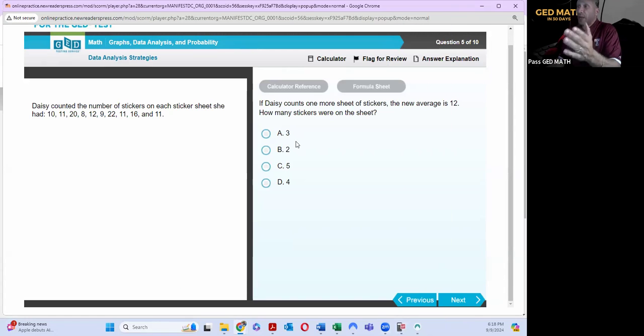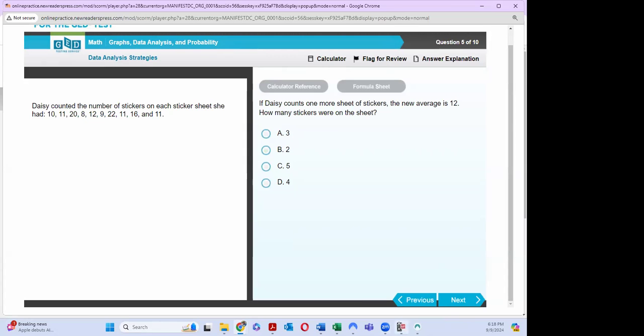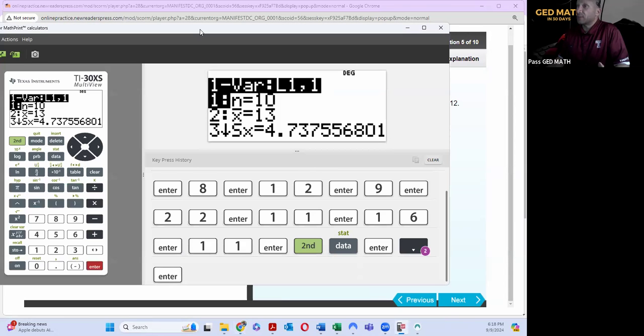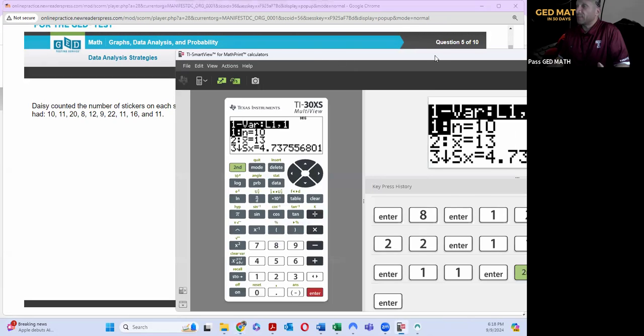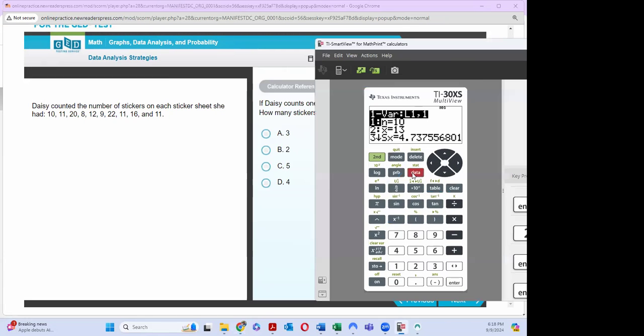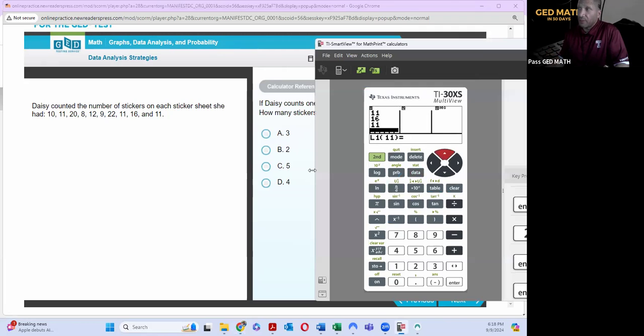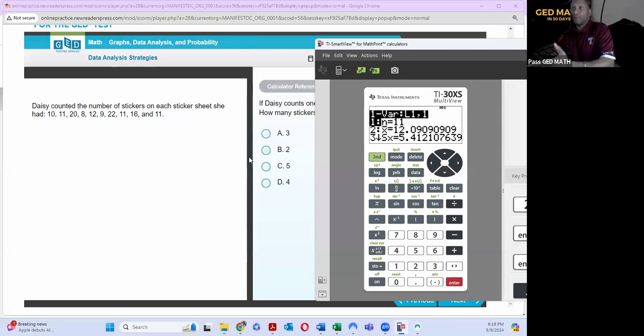So what I would do is see how they put these numbers here. What I would do is, after I did this, let me see if I can make it. Okay, there we go. I would go back to data and go to my last number and put these in. I'll put 3 and then second data, one variable, calculate. Now I'm looking for the new average of 12. That's 11. So since 3 gives an average of 11, I know it's not 2, because 2 is a lower number, so we'd have a lower average.